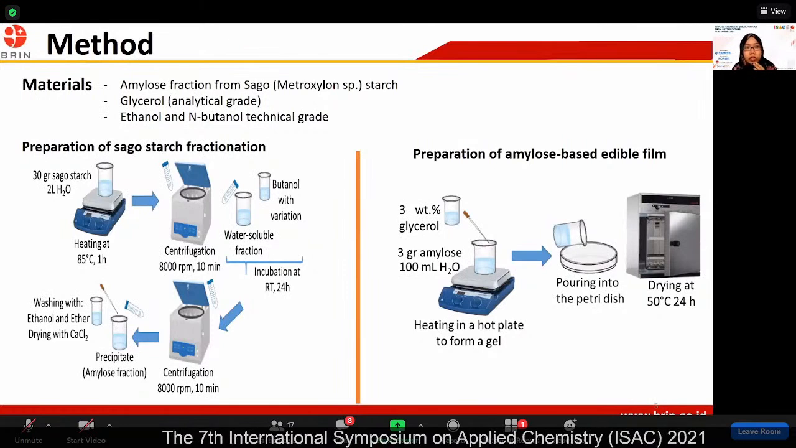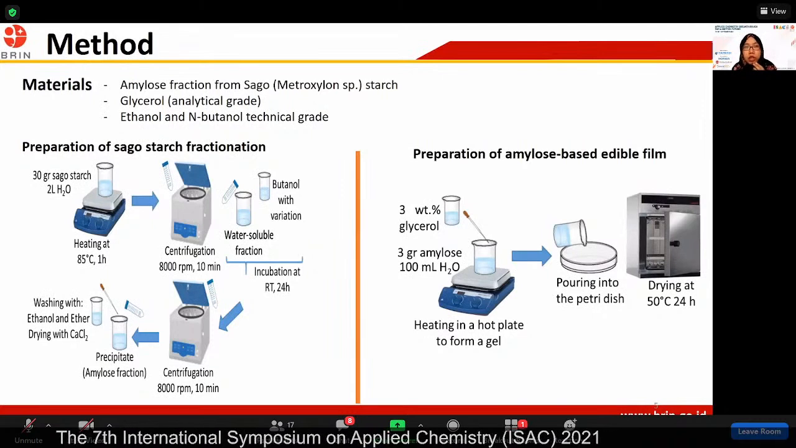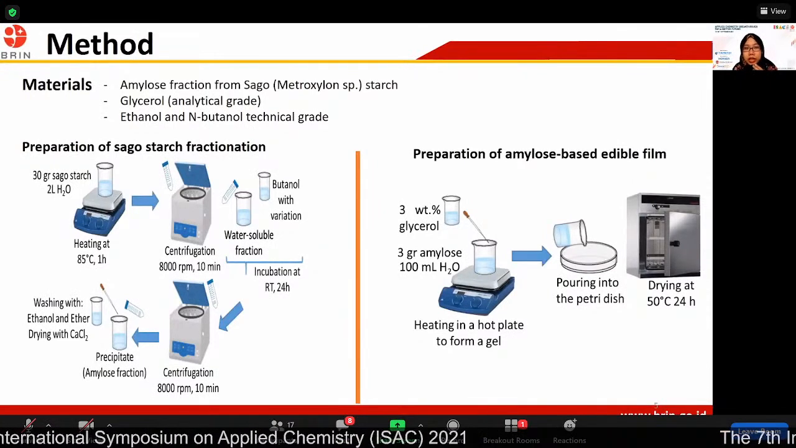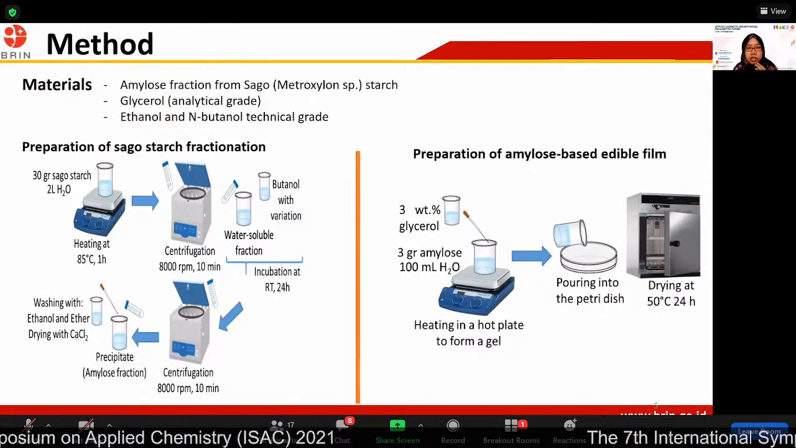The first one is the preparation of sago starch fractionation, in which the sago starch is diluted in aqueous solution and then heated to 85 degrees Celsius for 1 hour, and then centrifuged for 10 minutes at 8,000 RPM. Then we get the water-soluble fraction, to which butanol is added at certain variations, followed by incubation for 24 hours at room temperature. The next day we do the centrifugation again and get the precipitate, which is the amylose fraction itself.